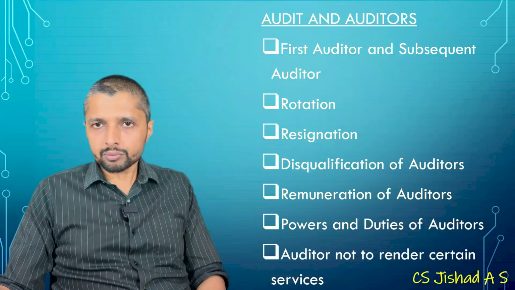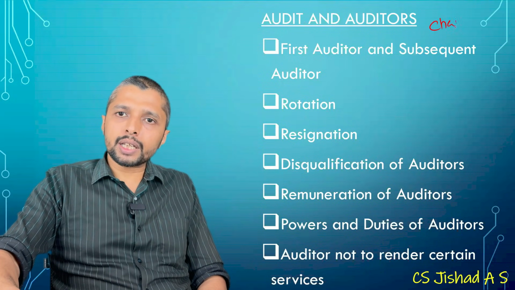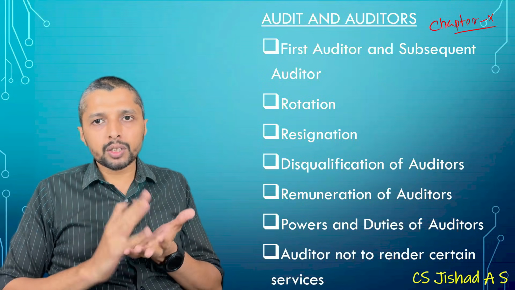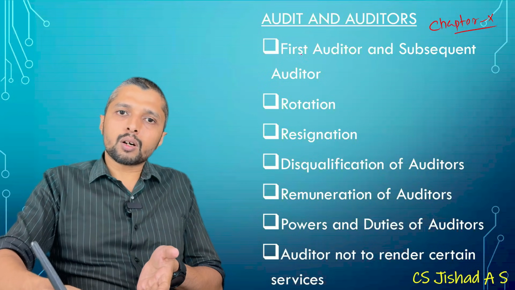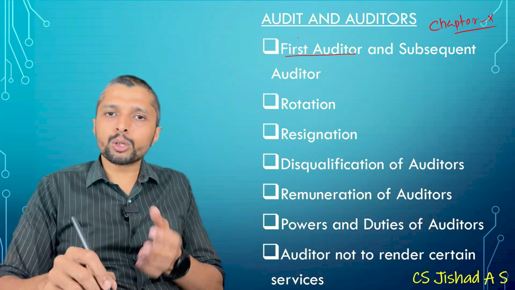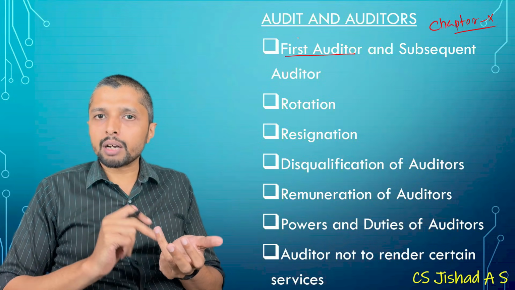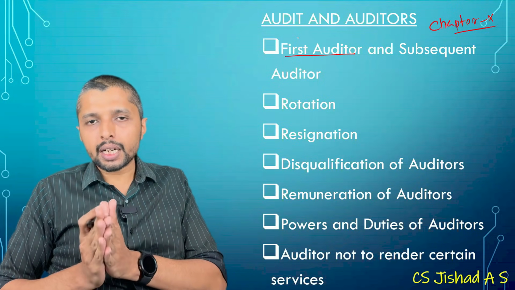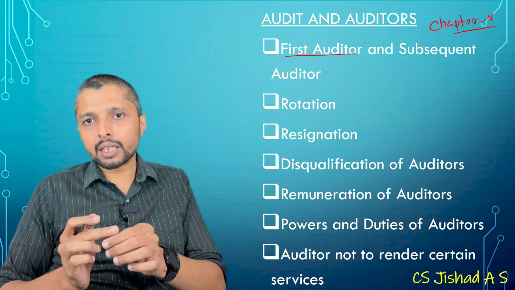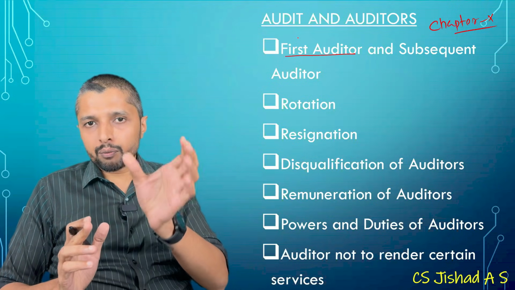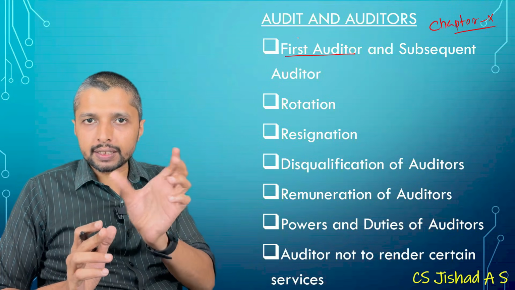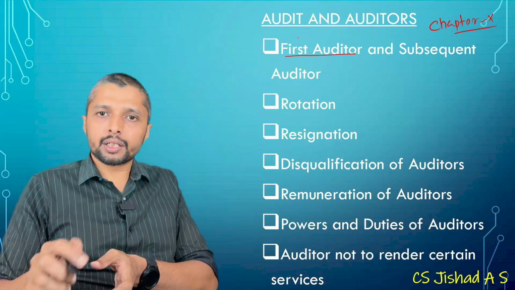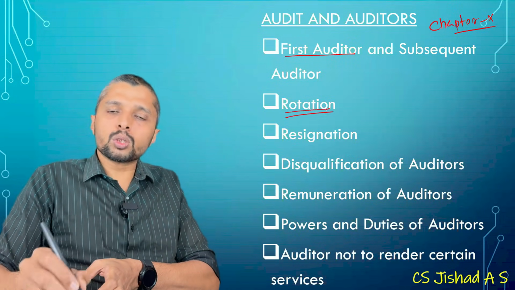Then chapter 10 of the Companies Act is dealing with audit and auditors. We are learning about the first auditor and subsequent auditor. First auditor, we have learned with respect to 139 subsection 6 and 7. 139 subsection 5 and 139 subsection 1 are related to the subsequent auditor, and you have the provisions with respect to rotation.